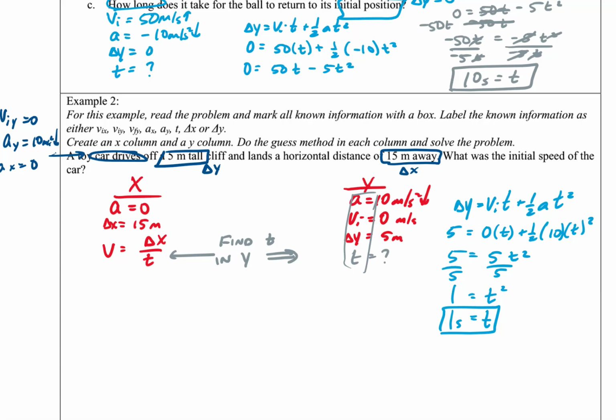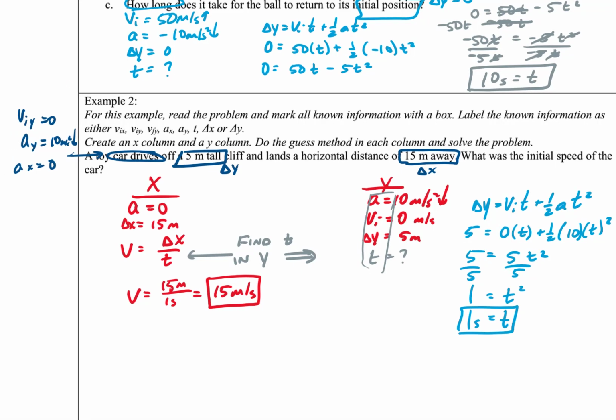I'm not done. I need to know the initial speed, so I'm going to take that and plug it back in over here. So my velocity is the delta x 15 meters divided by 1 second. And so that velocity is 15 meters per second. This is what I want us to do with horizontal projectile problems. You need an x column, you need a y column, and you need all your knowns in there. And you have to know a good set of these all by themselves, without anyone explicitly telling you what they are. If you cannot do that, it's going to be difficult.